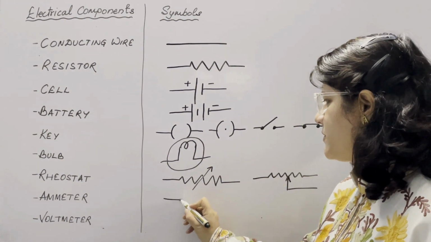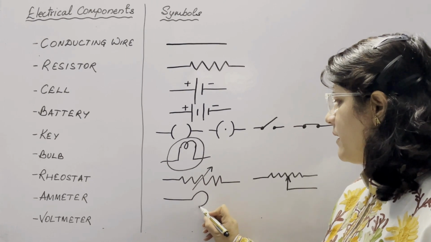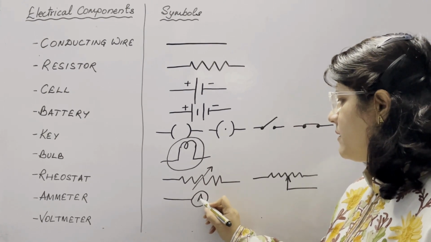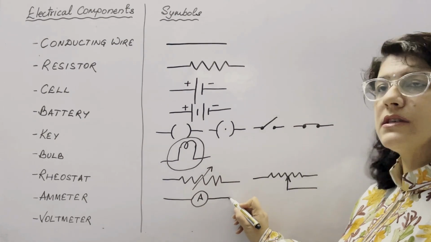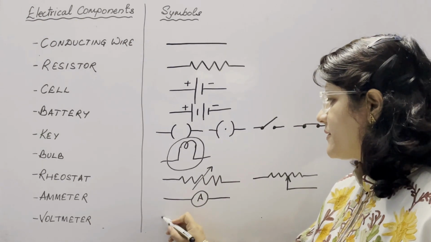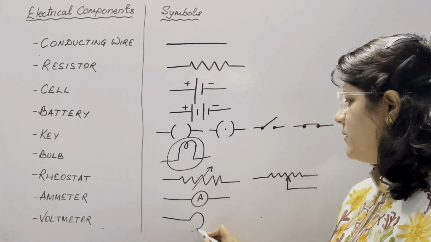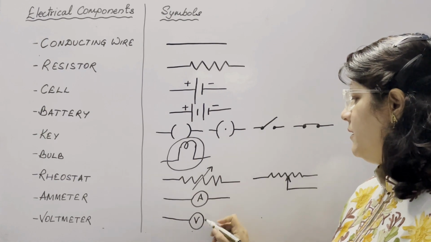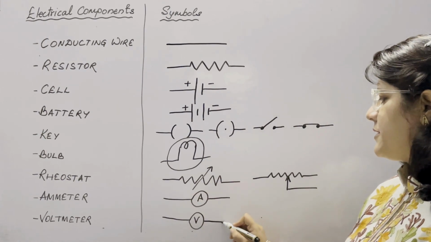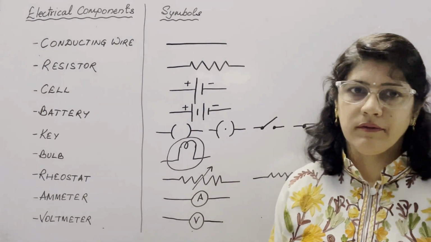A symbol for ammeter is the letter A written inside a circle. Ammeter is always connected in series in the circuit. Next is voltmeter, V written inside the circle. Voltmeter is always connected in parallel in the circuit.